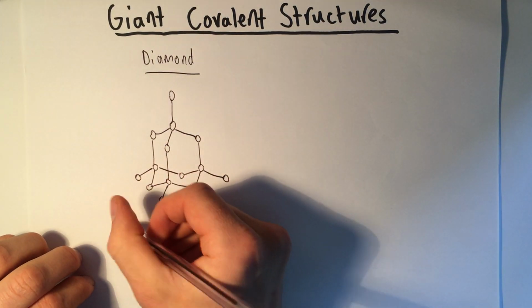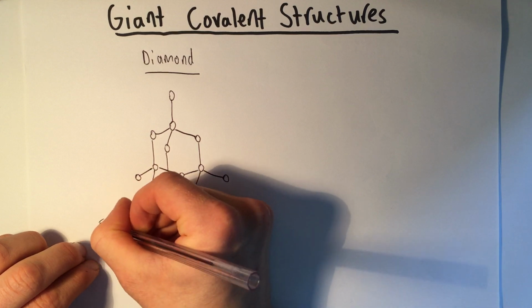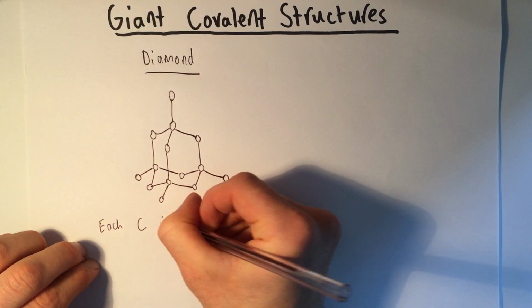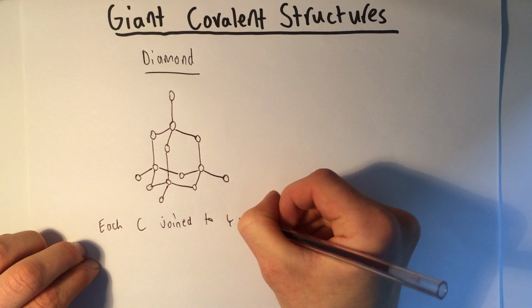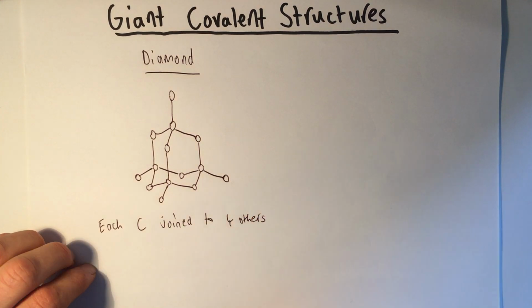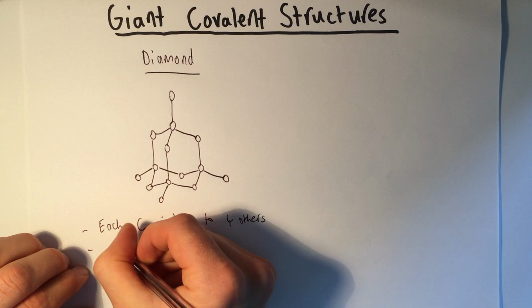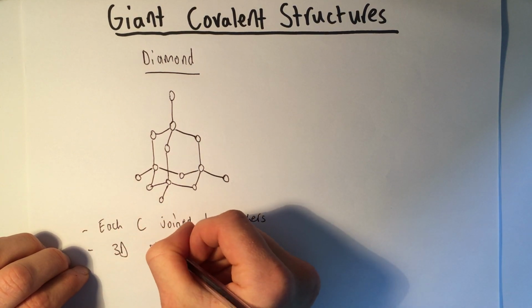So those are the main points about diamond. I'm just going to write each C is joined to 4 others. That means each carbon atom. And this is a 3D structure.